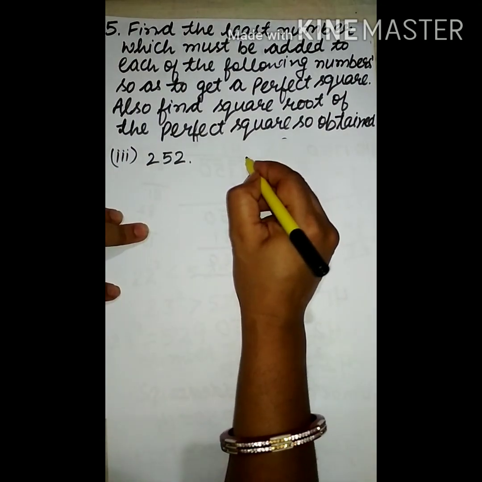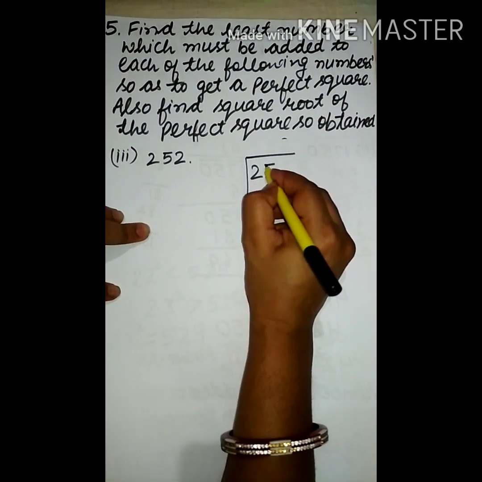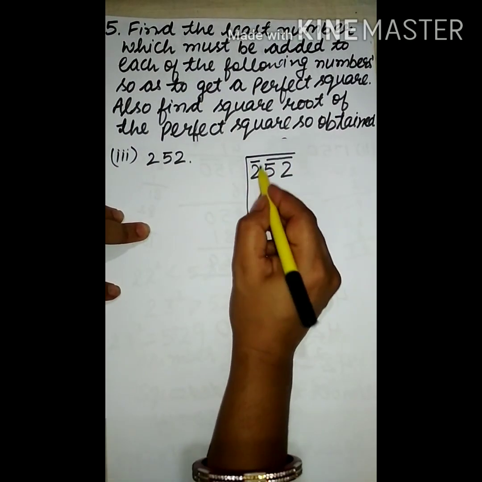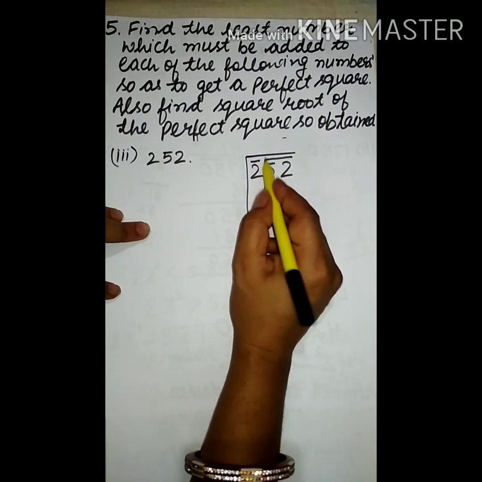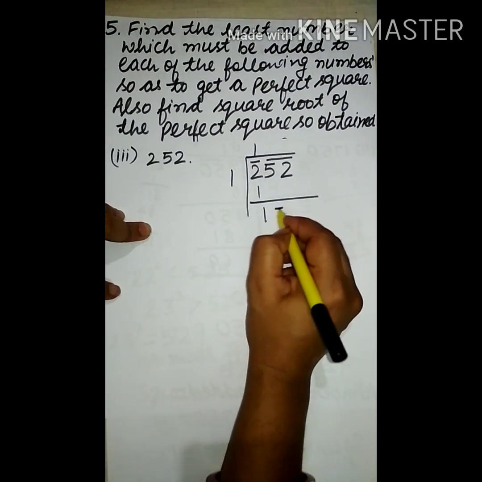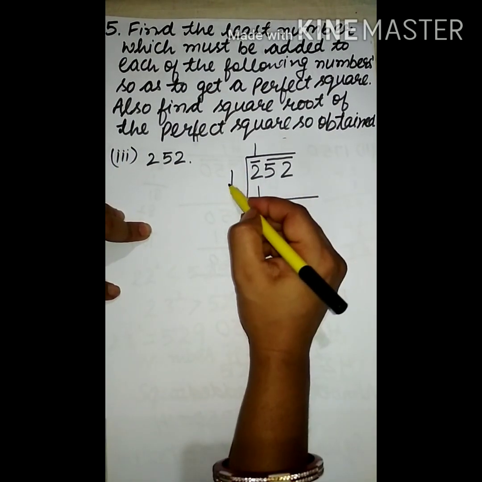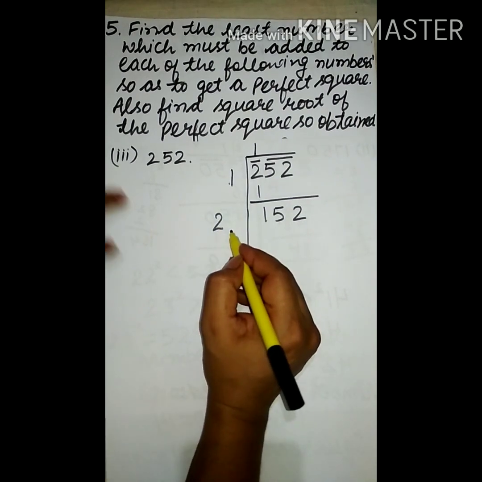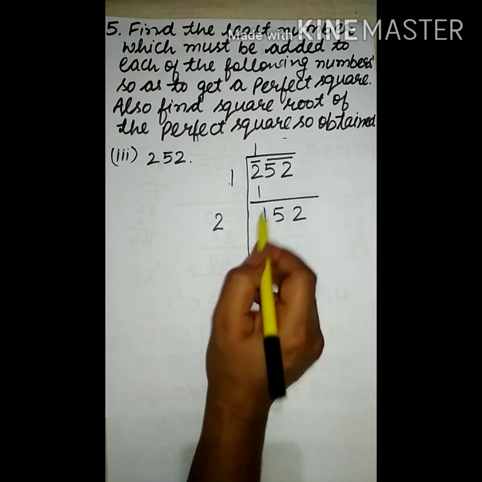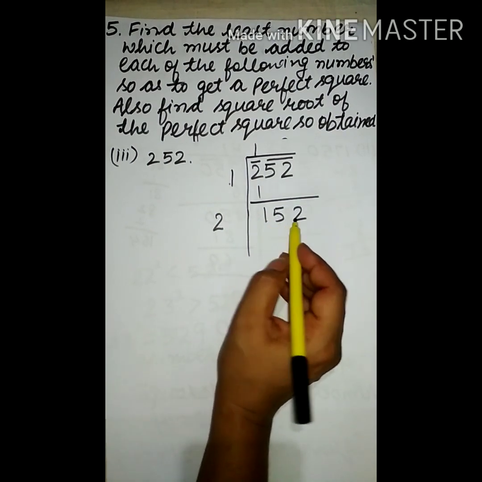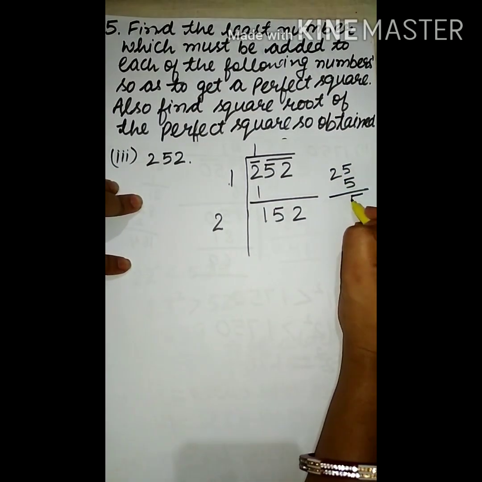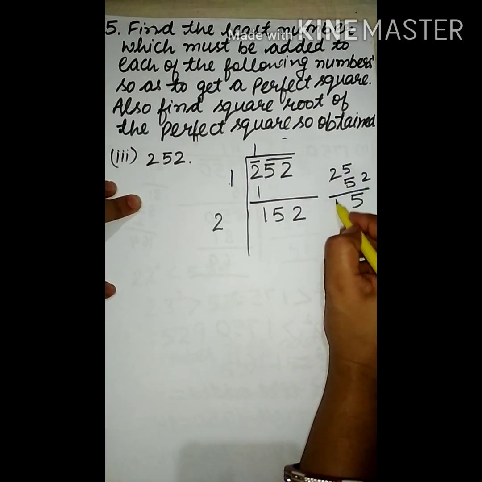Next question. Next question is 252. Now make the pairs. Now 2 is the single digit. So nearest to 2, 1 is the perfect square and 1 is the square of 1. So it will be 152. Now 1 plus 1 is 2. Now find out the number which is nearest to this 152. So I'll just multiply it with 25 multiplied by 5. 5 fives are 25, 5 twos are 10, it is 125.